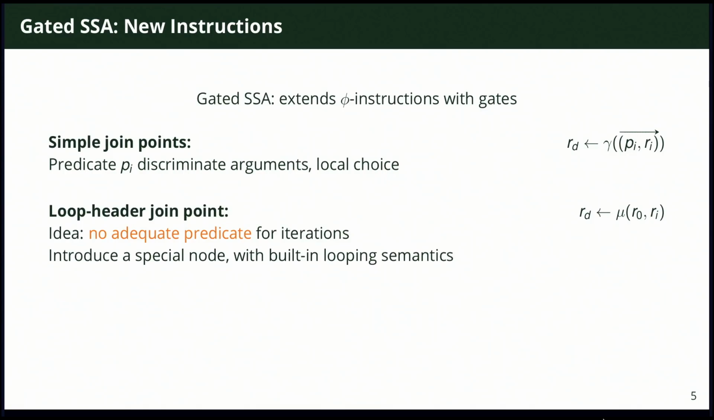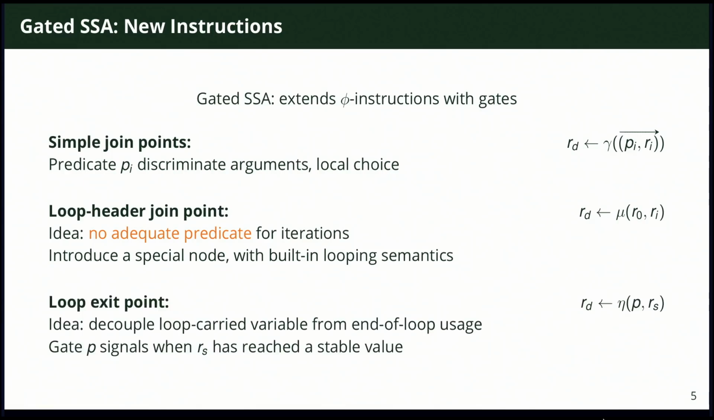However, there's a small problem with loop headers where we actually can't find an adequate predicate to select the right register. And so in this case, gated SSA just introduces this new instruction, the mu, which acts exactly like the phi instruction. On loop entry, you'll pick R0, and then for every iteration, you'll pick R1. And it has the same semantics as phi instructions.